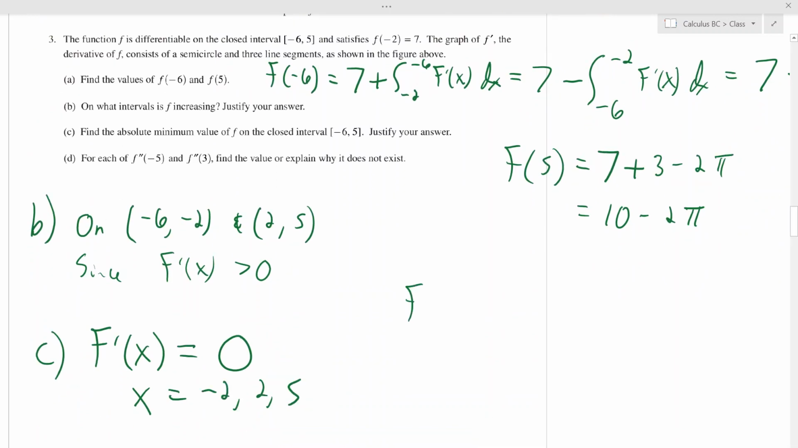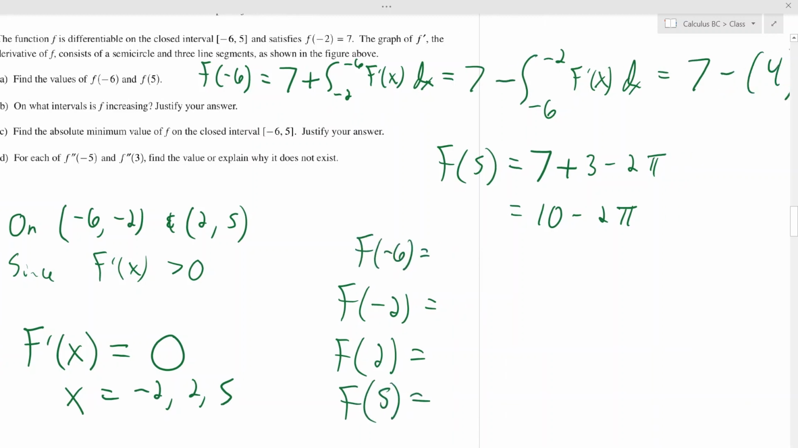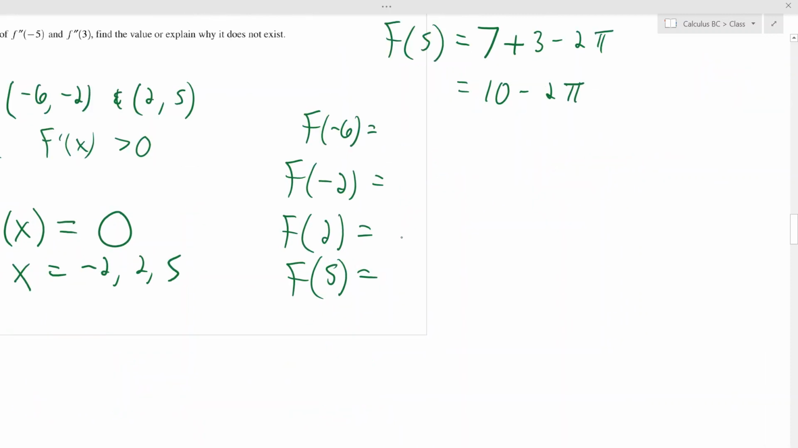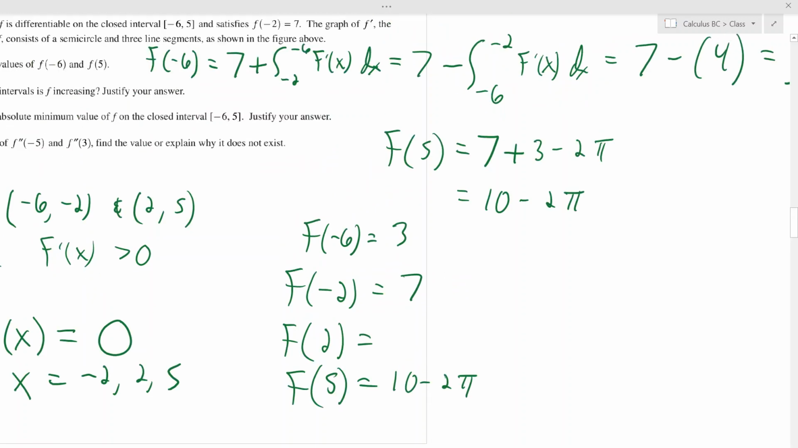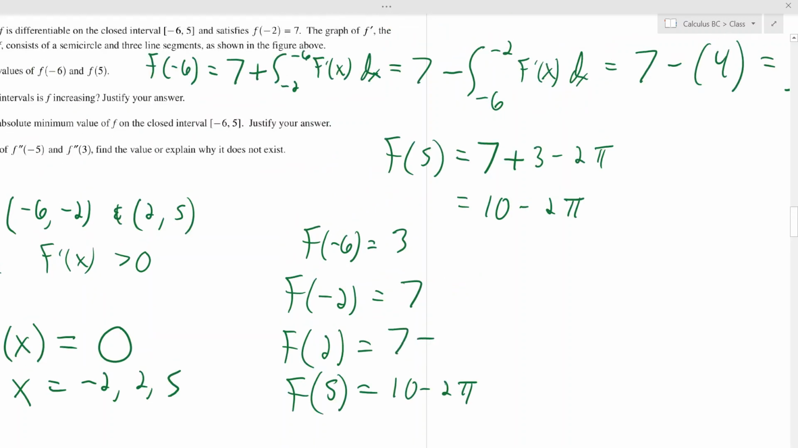And then we've got to find the value at negative 2, 2, 5, and the endpoints. But 5 is an endpoint, so is negative 6. And they've already made us find negative 6, which was 3. They already made us find 5, which is 10 minus 2 pi. f of negative 2 is given. That was 7. And f of 2 has to be 7 minus 2 pi.